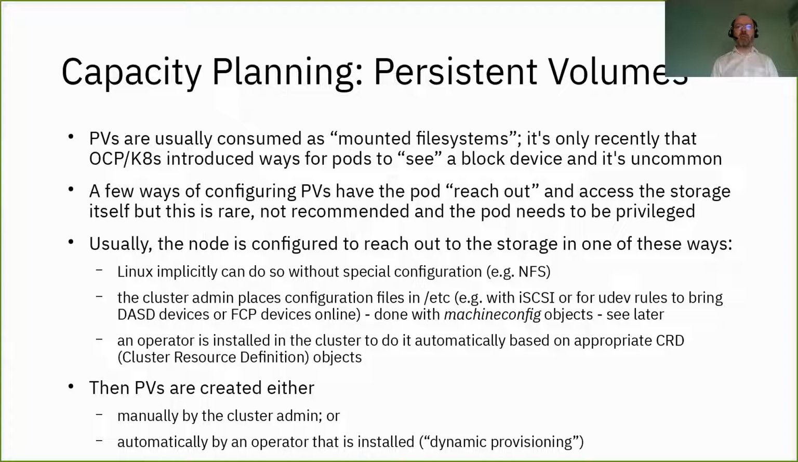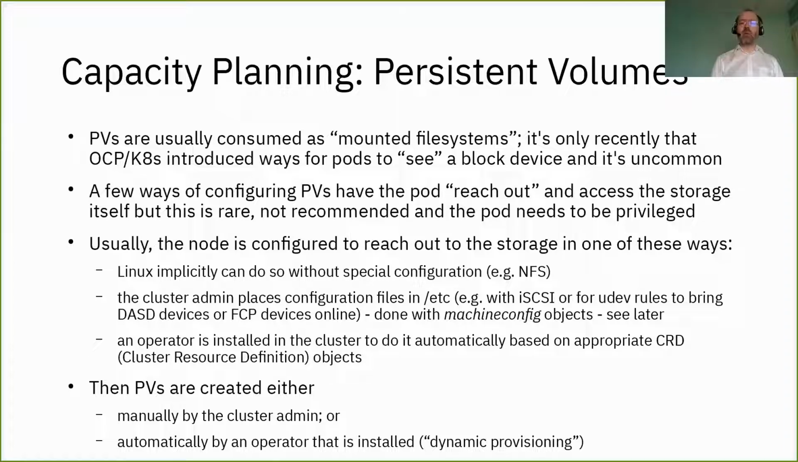So persistent volumes are usually consumed by workloads as mounted file systems. And it's only recently that this idea of having block volumes and also object volumes has come along. So most workloads and most containers just want to see a file system. And in the OpenShift world, that's a volume rather than thinking of a volume as a raw disk. And you can have an individual container reach out to the storage itself, but it's rare, it's not recommended. The pod needs to be privileged to do that.